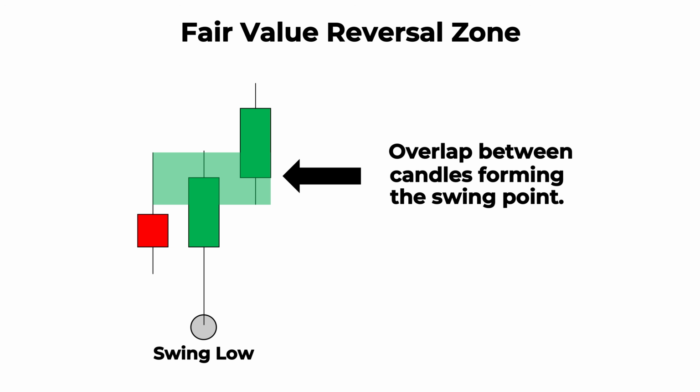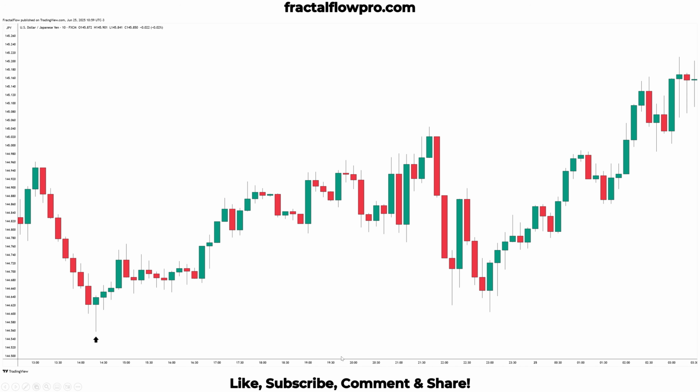For example, in this chart, we have a swing low marked by the black arrow. If we highlight the overlap between the 3 candles that form the swing point, we get this demand zone. Later, we can see how price reacts to the zone and then reverses to the upside. It's also possible to use the midpoint line technique in alignment with the fair value reversal zone if you want more objectivity, as we can see here. These are the two main methods to draw supply and demand zones based on price action alone.